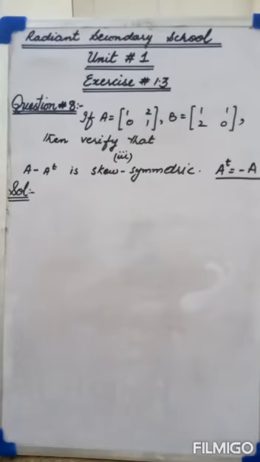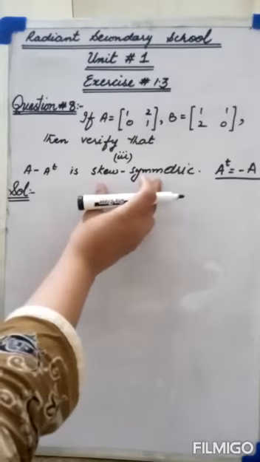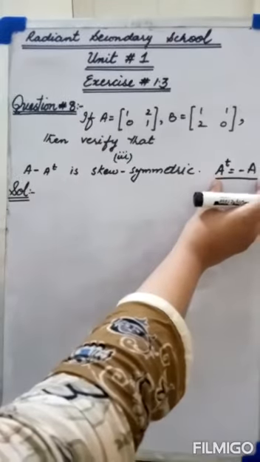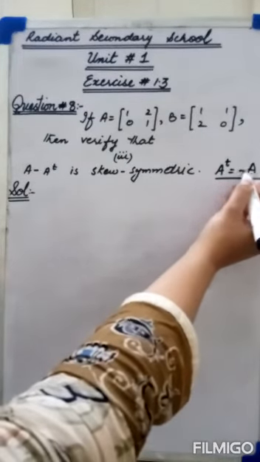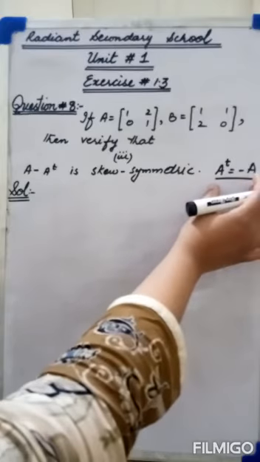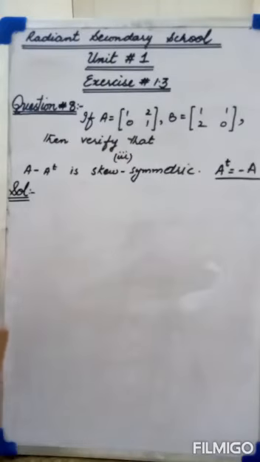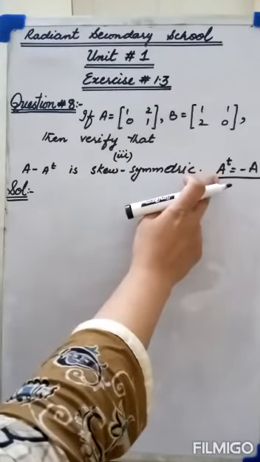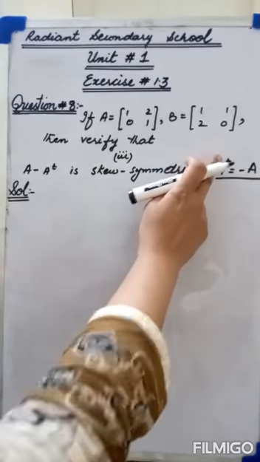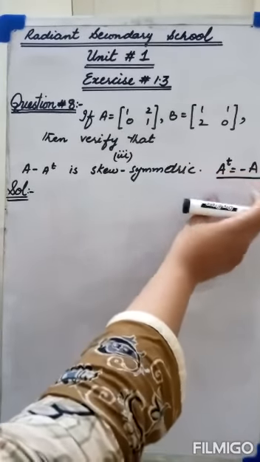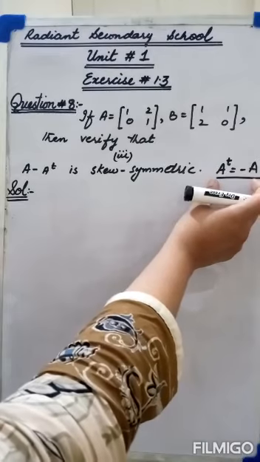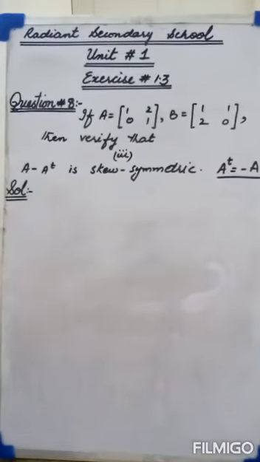Here is the next part, that is, A minus A transpose is skew symmetric. So first, the condition for a matrix to be skew symmetric: suppose I have the matrix A and I take its transpose. It should be equal to the negative of A. Then we can say the matrix A is a skew symmetric matrix.